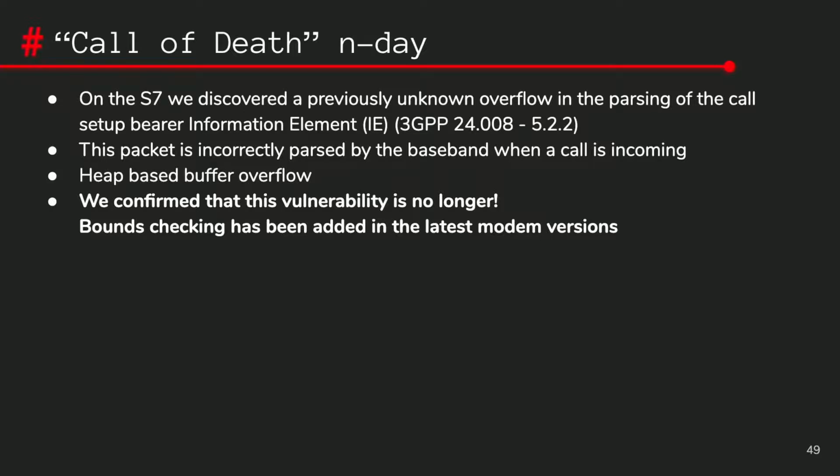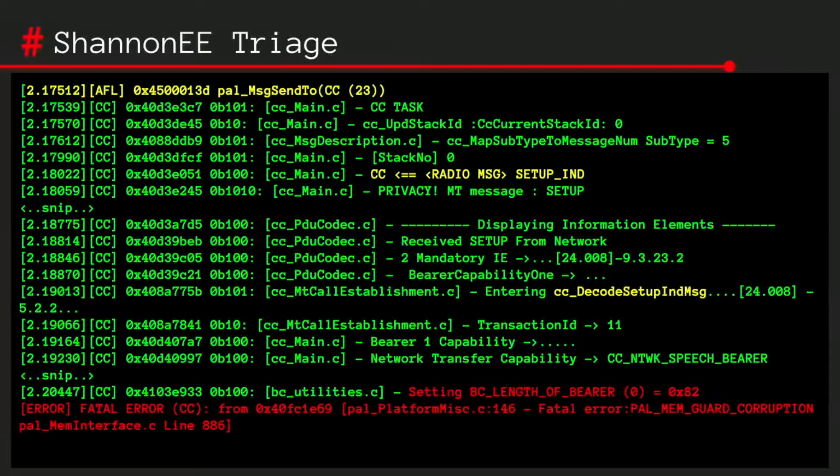And we did confirm that this vulnerability is no longer on newer firmwares. Bounds checking has been added, and it's pretty explicit that they were fixing this. Whether it was from a report or an internal audit, we don't know. But the fact is we found it, and we were able to use Shannon to triage it. As you can see at the top here, our AFL task sent the message to the target task, which is the CC task. The CC task was scheduled in.